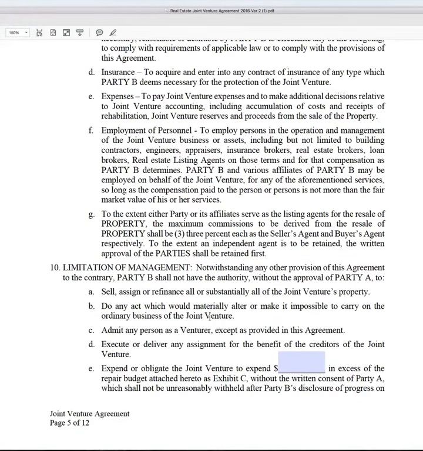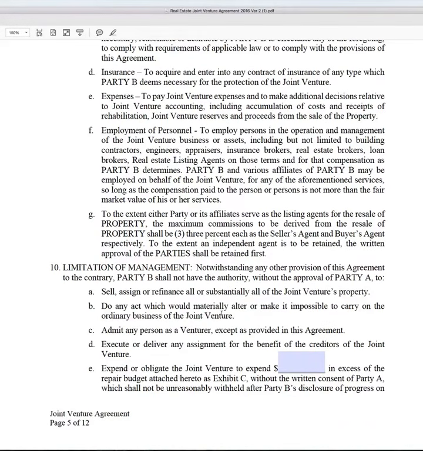Now, limitation on management. So one of the issues that comes up a lot in a joint venture is, are we going to cede all control to the investor? Are we going to give party A any say in this joint venture agreement? Now, if we put together a budget, which we've already discussed up in the recitals, that party B is to provide party A budget of expenses.